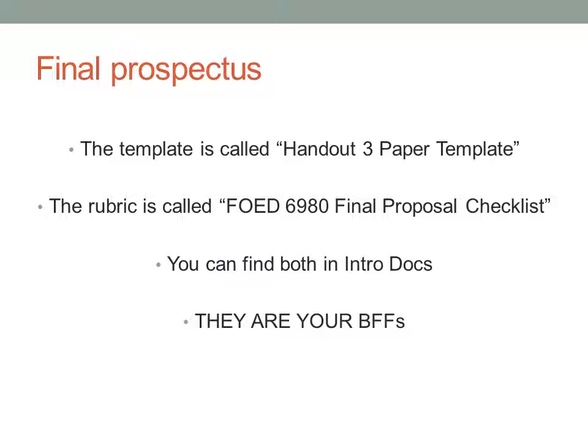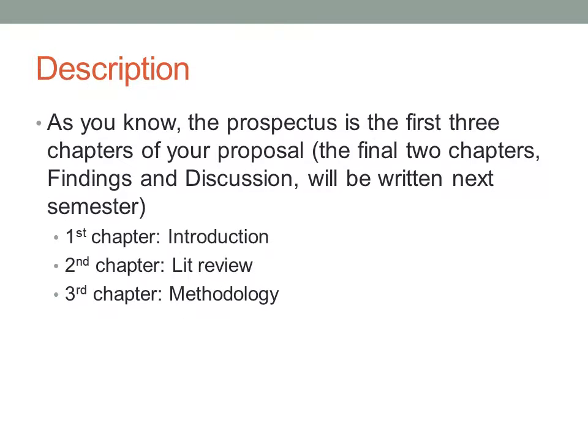It's called Handout 3 Paper Template. The rubric, again, is the same rubric we used for Chapter 2, except it includes all of the chapters. And of course, the only ones that matter for this class are Chapters 1, 2, and 3. The rubric is called FOED 6980 Final Proposal Checklist. You can find both of these in Introdocs, and they are your new best friends. I mean it, guys. It's really important.